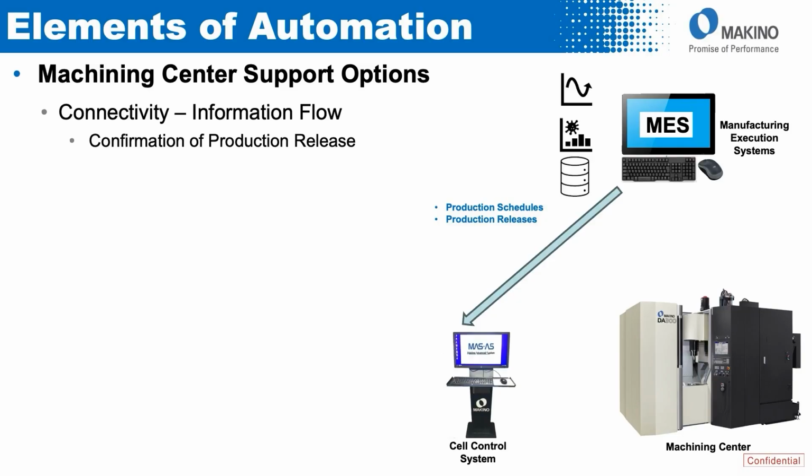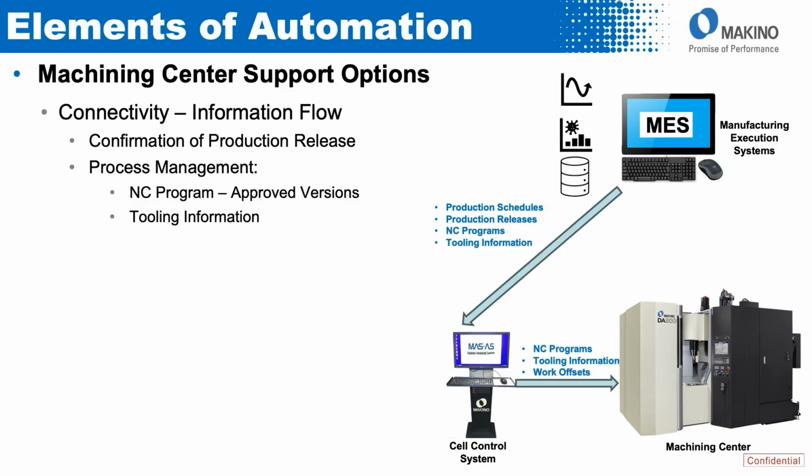One of the things may be confirmation of a production release. So you want to make sure that when this batch of parts shows up in an automated cell and is getting ready to be run, the process has been completed upstream, or that you've approved the process, that the machining programs have been approved and tried. The tooling has been approved. So the process has been approved and you're able to run that batch of parts across that machining center. So one thing is we are able to communicate with the manufacturing execution systems.